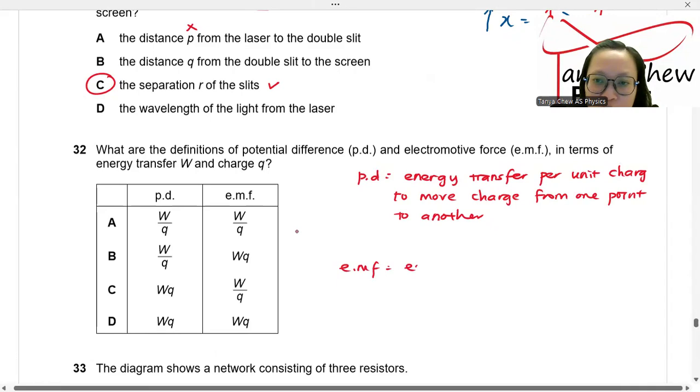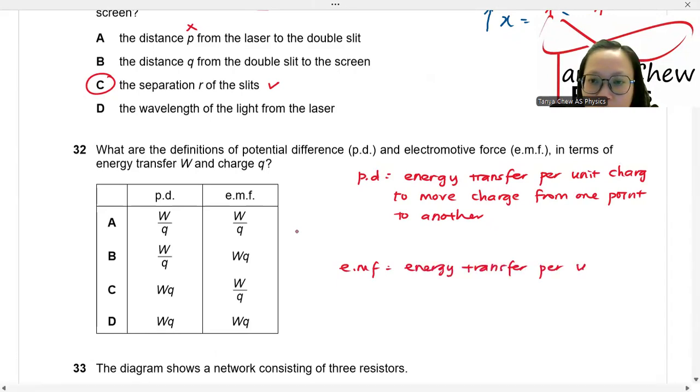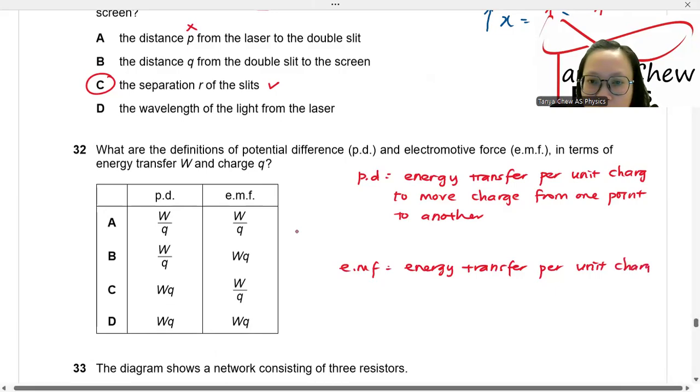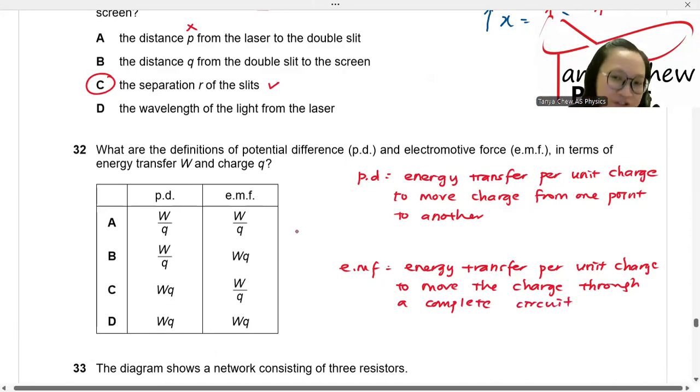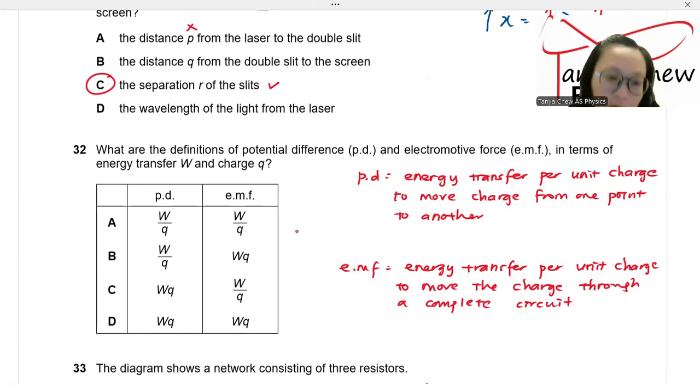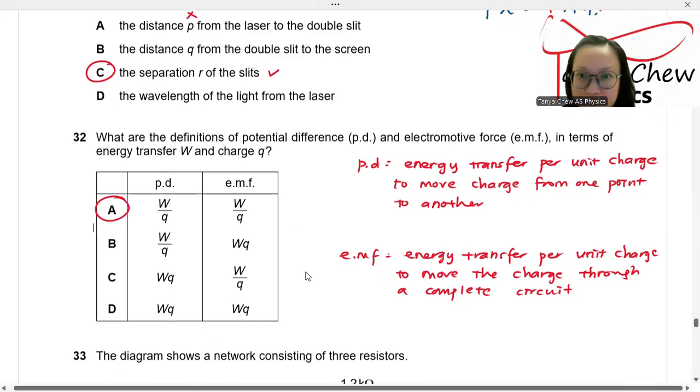EMF is the energy transfer per unit charge to move the charge through a complete circuit. Right? So, in terms of the definitions, they are definitely different, but in terms of the equation formula, they are the same. So, work over charge, right? Or energy transferred divided by charge.